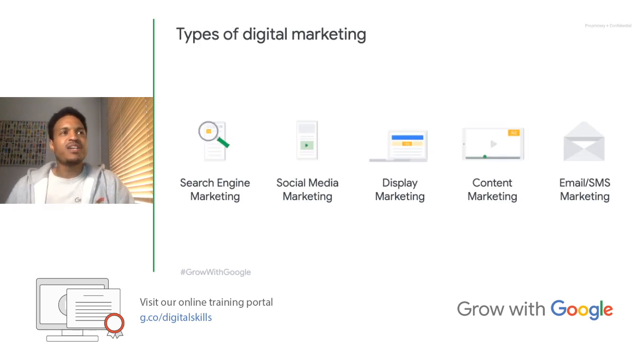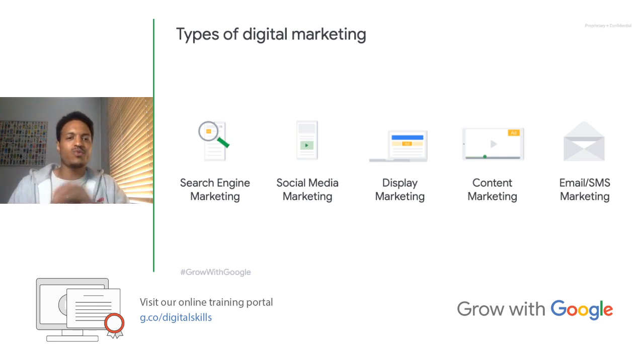Let's go a little deeper. These are the different types of digital marketing out there. Guys, if you can, take a picture or come back to this and write it down. We've got all of these, really simple. First, search engine marketing, SEM as we call it.